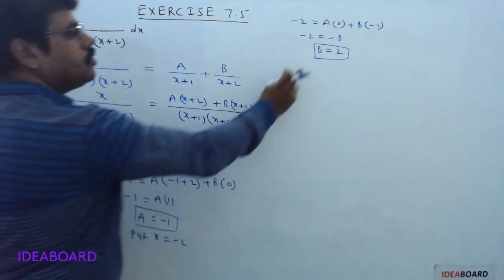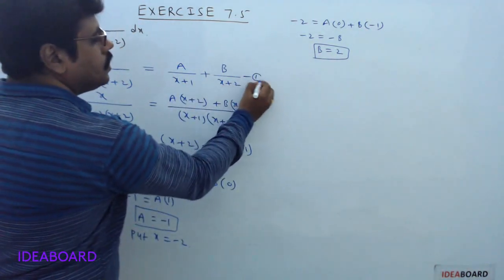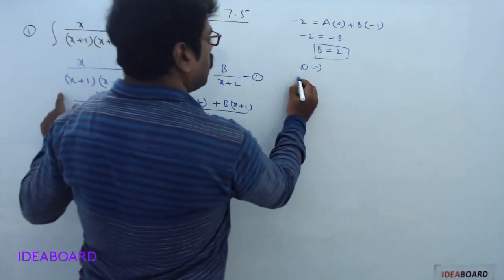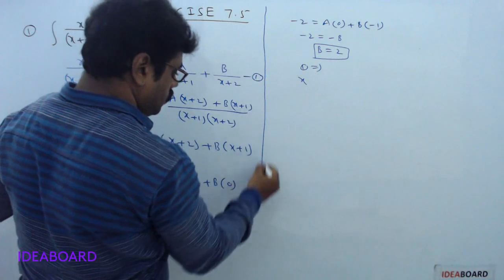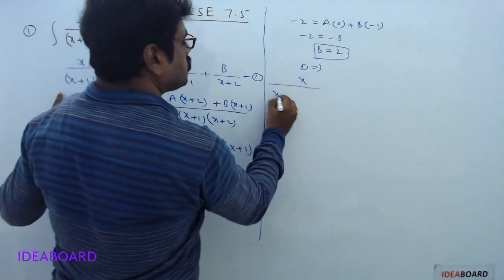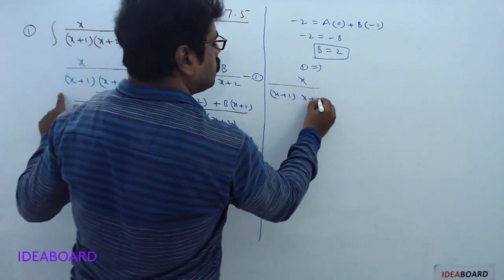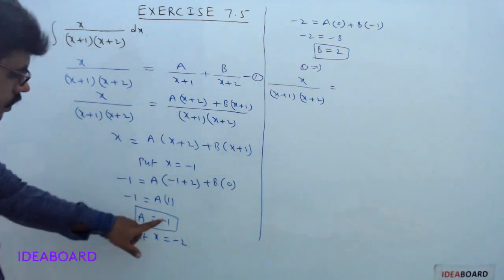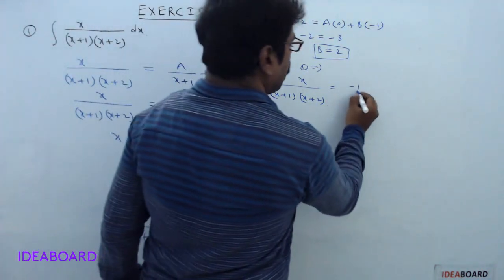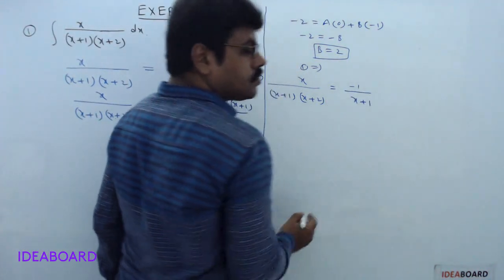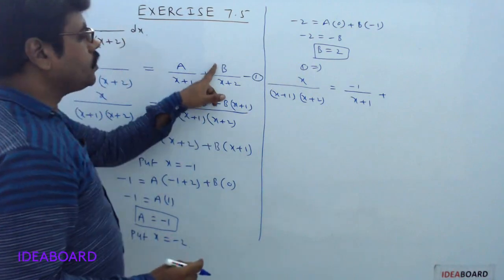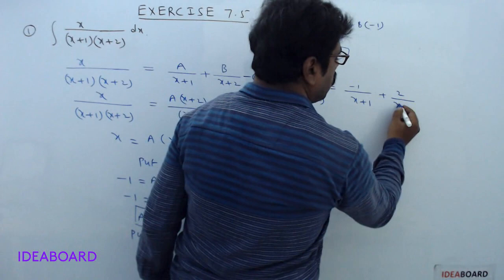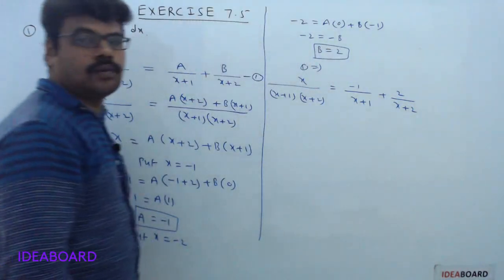Now substitute a value, b value in this equation. So here x divided by x plus 1 into x plus 2 equals a divided by x plus 1, a value minus 1. So minus 1 divided by x plus 1 plus b divided by x plus 2. What is b value? 2. So 2 divided by x plus 2.